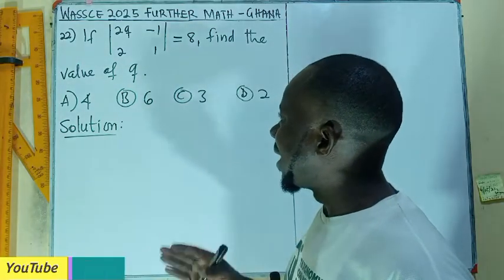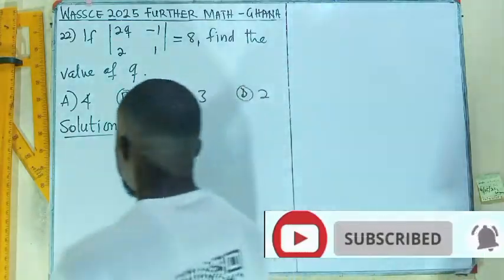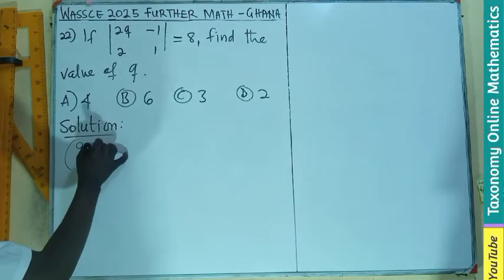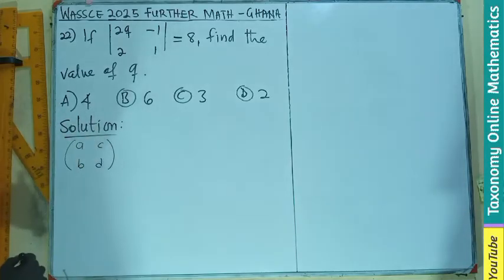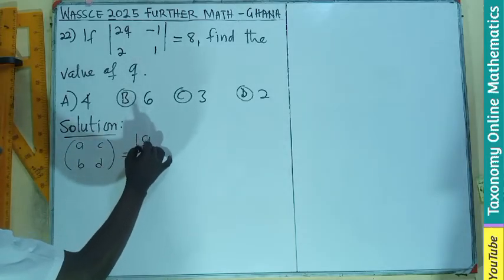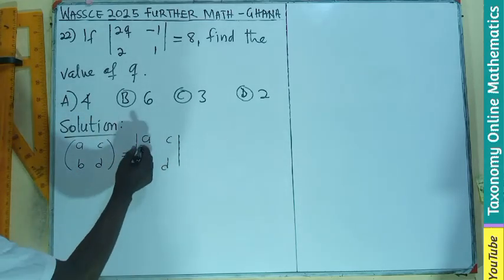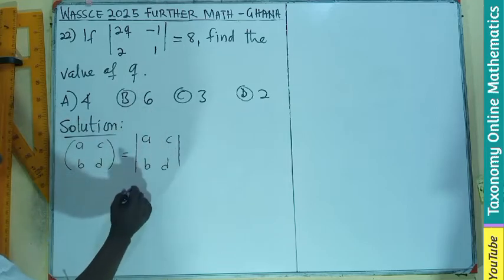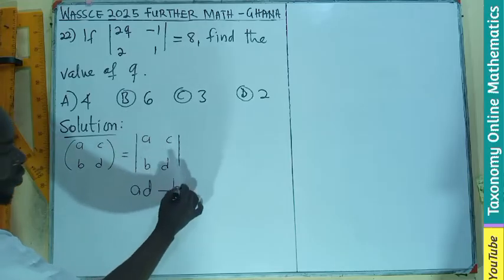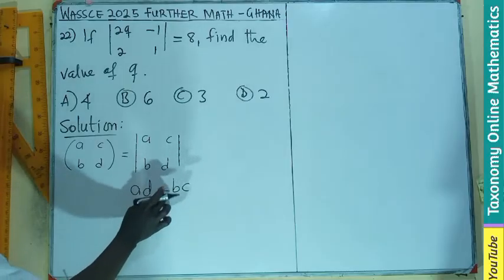We are having the determinant of this 2 by 2 matrix is 8. So if I have a matrix which is A, B, C, D, and I'm asked to find its determinant, the determinant can be written in a form like this: A, B, C, D, which is standing in for multiplication of leading diagonal. So A times D minus the product of what? The other diagonal, that is what? BC. So if this is given to you, you can only equate this to that value.